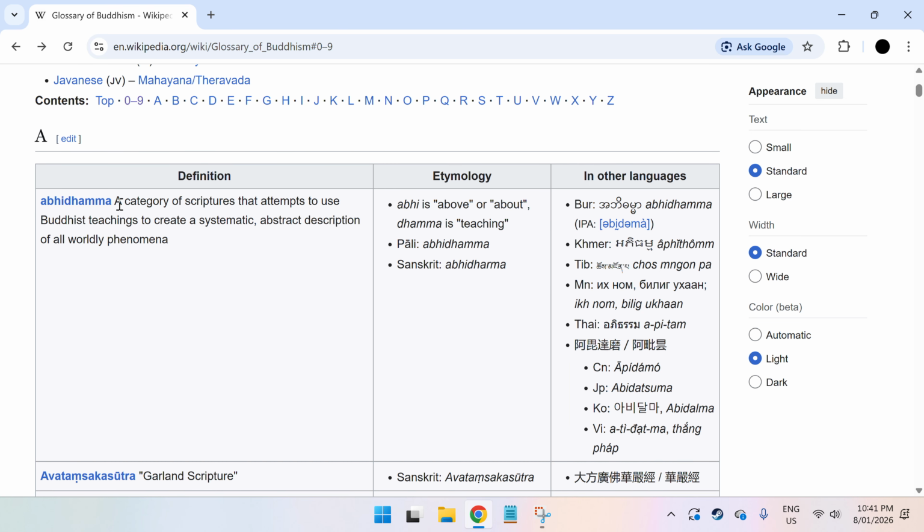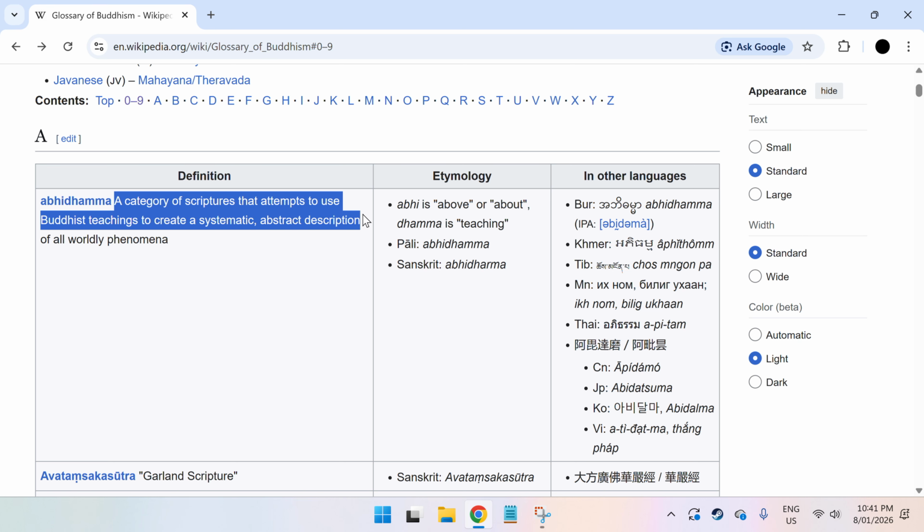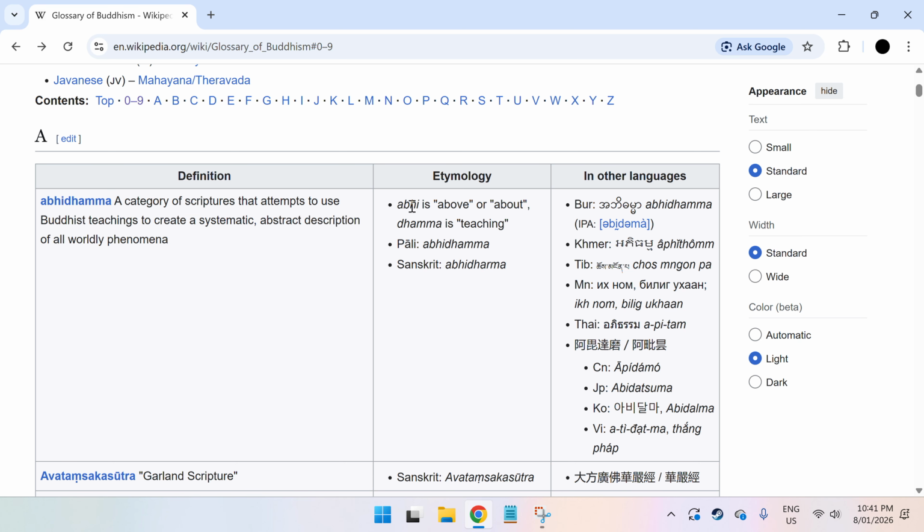Abhidhamma, a category of scriptures that attempts to use Buddhist teachings to create a systematic, abstract description of all worldly phenomena. Etymology. Abhi is above or about. Dhamma is teaching. So if we combine those together, above teaching, about teaching, this word above interests me. As in, perhaps it's some kind of view from above, or some sort of meta-analysis.